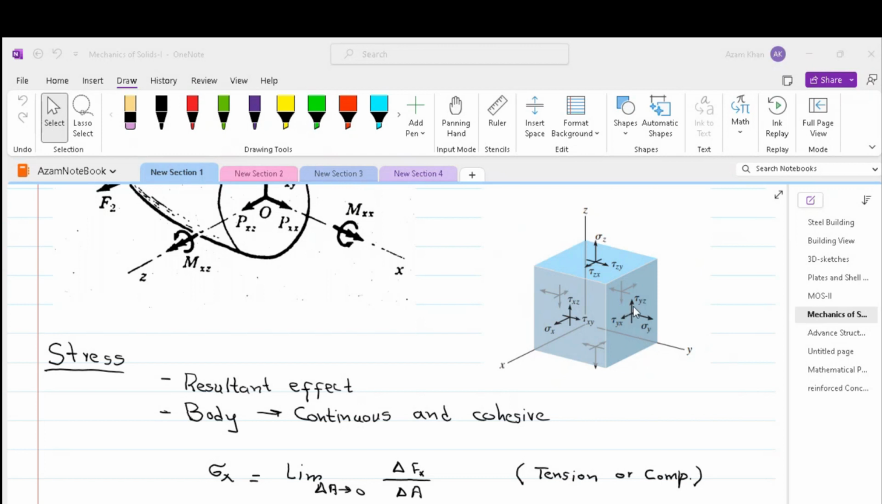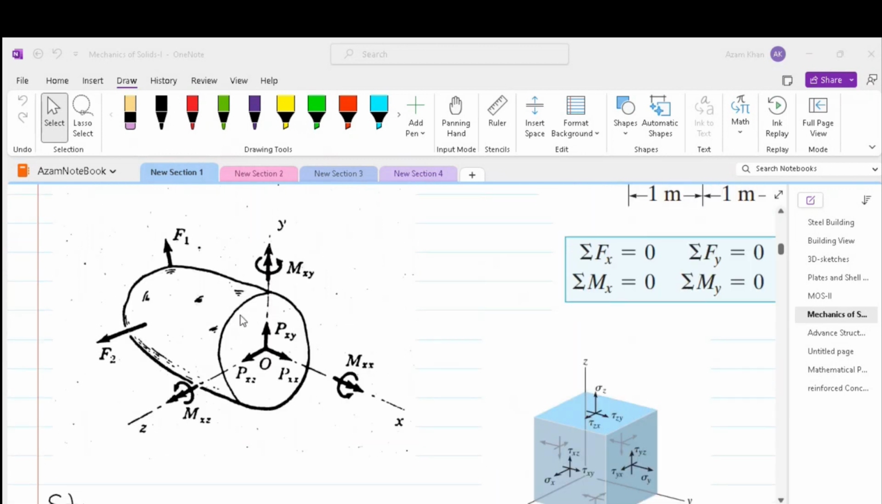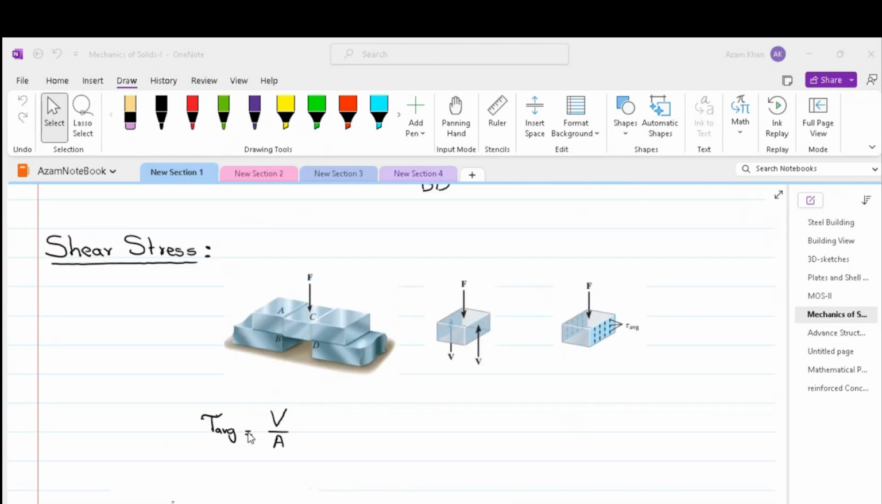Similarly, tau yz will mean that the surface of interest is having outward drawn normal in the y direction and the force causing tau yz is in the direction of the z axis. Tau yz and tau yx are averages of all the forces which are acting on our surface of interest. So the stress component that acts in the plane of the section area is the shear stress.